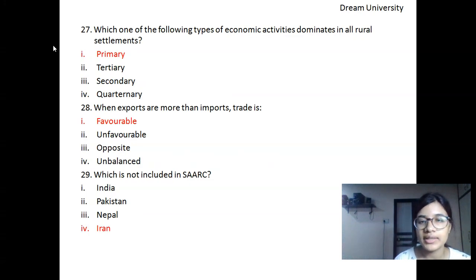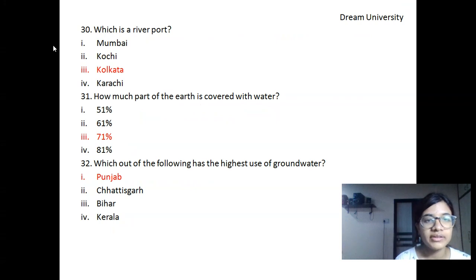Then, which of the following types of economic activities dominates in all rural settlements? Obviously, it is going to be primary activities. Then, when export is more than import, we say that the trade is favorable. Then, which is not included in SAARC, it is Iran. Then, river port, the only river port in India is Kolkata. This is very, very important. Then, how much part of the earth is covered with water? It is 71%. We usually say 75%, but nearest to that would be 71. So we are saying 71.